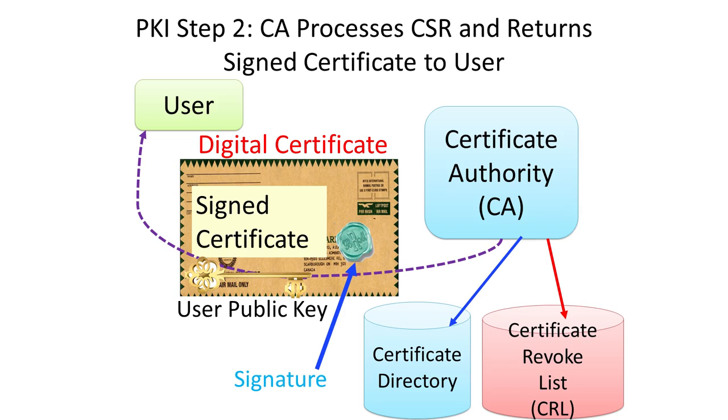The user can send in a revocation password and request in case the private key is lost or the subject is no longer with the user's organization. The CA will put that certificate in a certificate revocation list, short name CRL. Any user can check to see if a certificate is still valid by consulting the CRL.